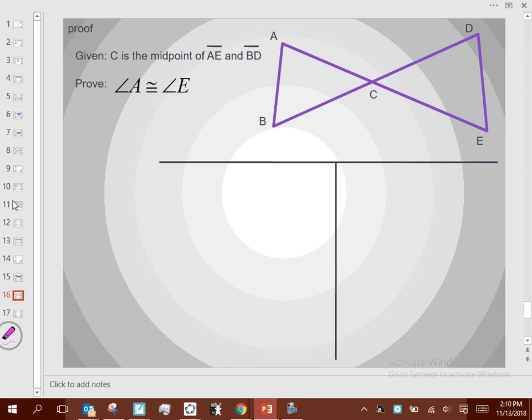Give this one a shot. Write this one down. We'll talk about it. Once you write it down, if you want to come up with your statements from your given, go ahead and do that.